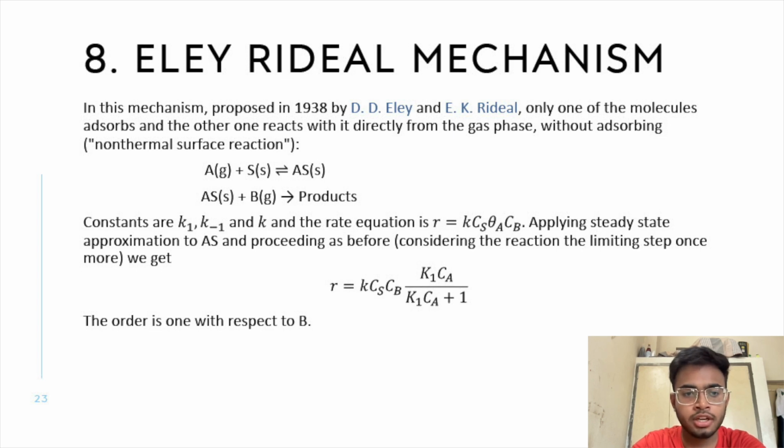The constants are K1, K minus 1 and K, and the rate equation is R is equal to K times concentration of S times theta A times concentration of B. Applying the steady state approximation to AS and proceeding as before, we obtain the rate expression as R is equal to K times concentration of S times concentration of B times K1 times concentration of A upon 1 plus K1 times concentration of A. The order is 1 with respect to B.